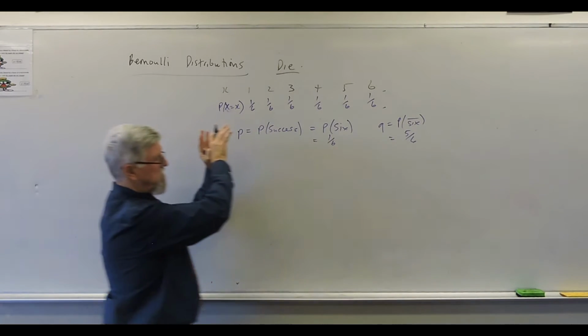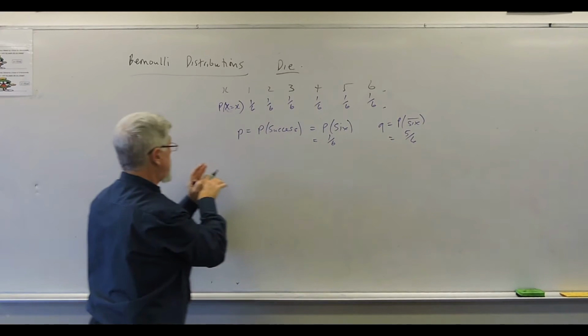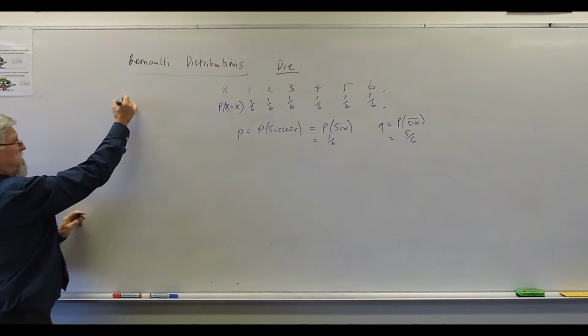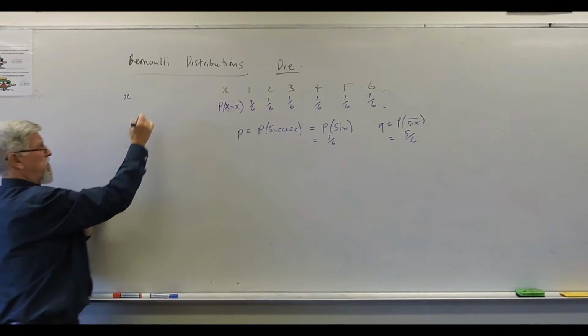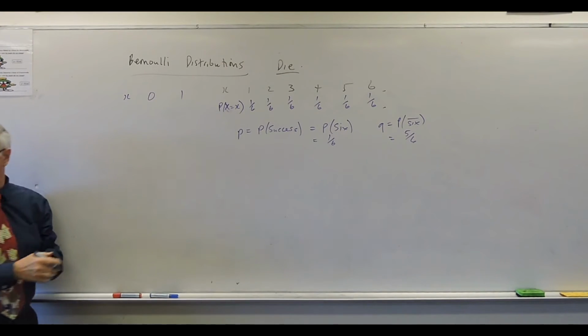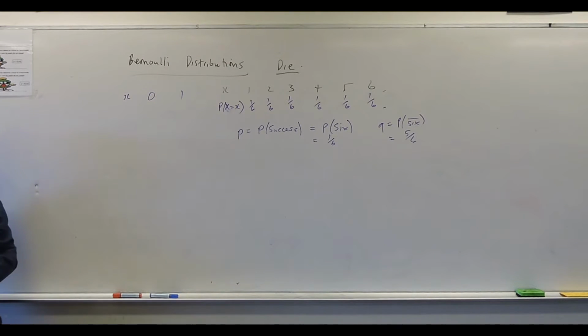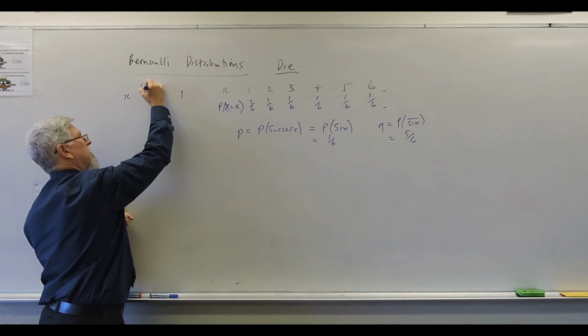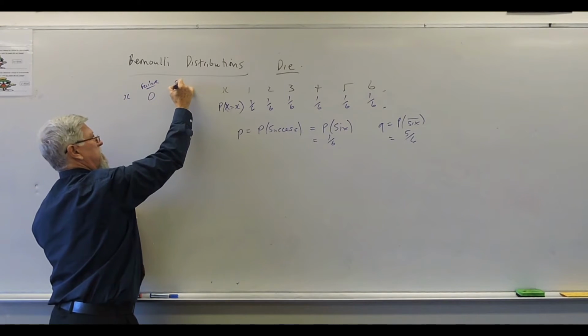So there it is with the 6 possibilities. We're going to turn it into 2 possibilities now. This is the weird one. This is the one that doesn't make sense to most people's brains. We call them 0 and 1. 2 possibilities. This is failure, and this is success.